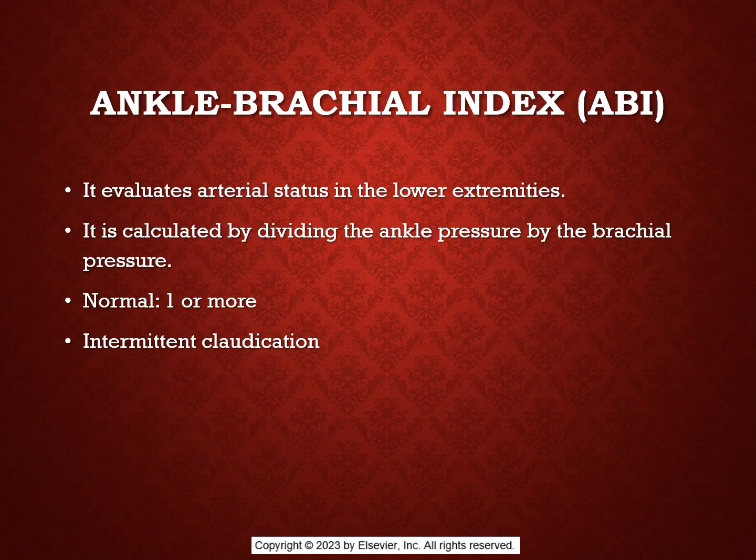The ankle brachial index, or ABI, is an inexpensive, non-invasive bedside screening test to evaluate for arterial status in the lower extremities. An ABI of 1 or more would be considered normal. An abnormal ABI, or less than 0.9, indicates arterial disease, and this can confirm a vascular cause for ischemic pain in the legs at rest, as well as intermittent claudication.